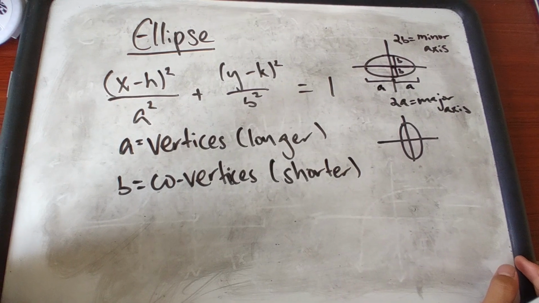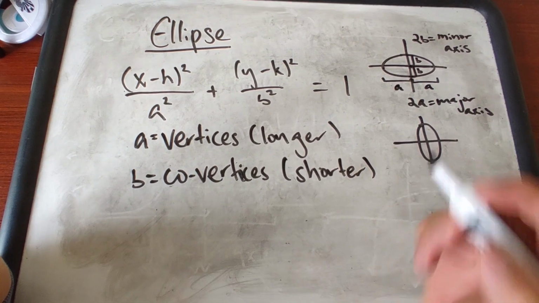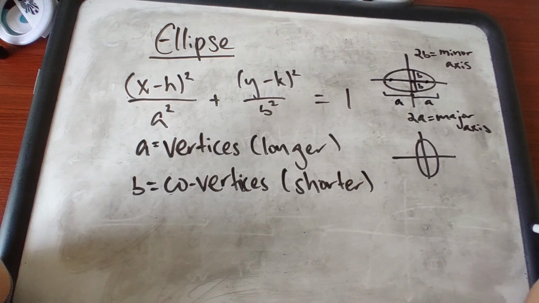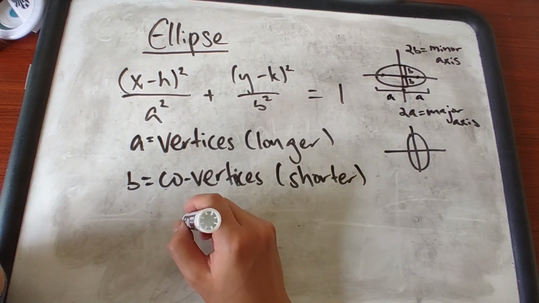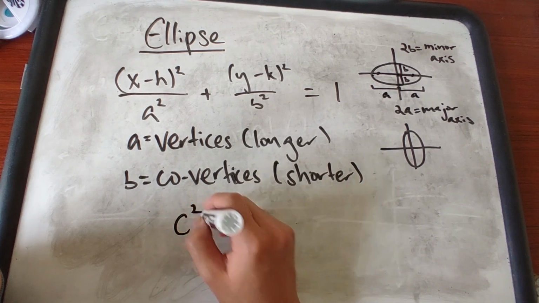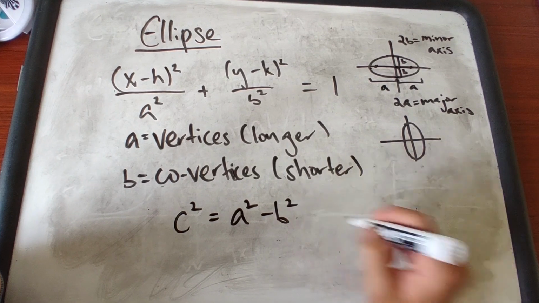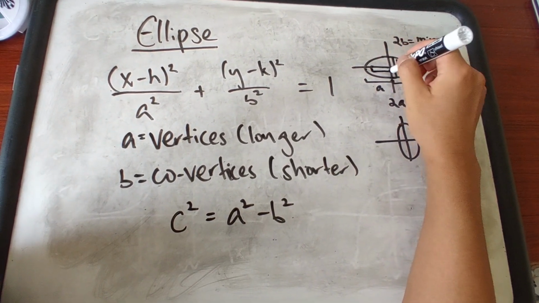And one thing to point out, this is a special feature of an ellipse, is that there are two points inside called the foci. And these are always on the major axis, and the formula for the foci is c squared equals a squared minus b squared. C is the distance from the center to the focus.